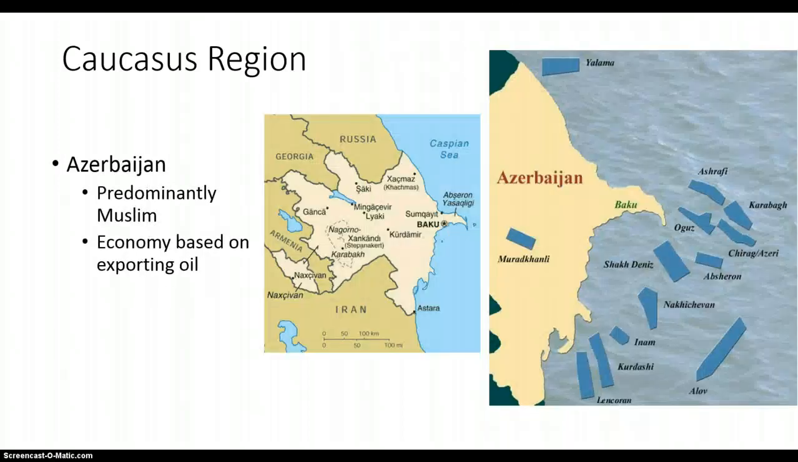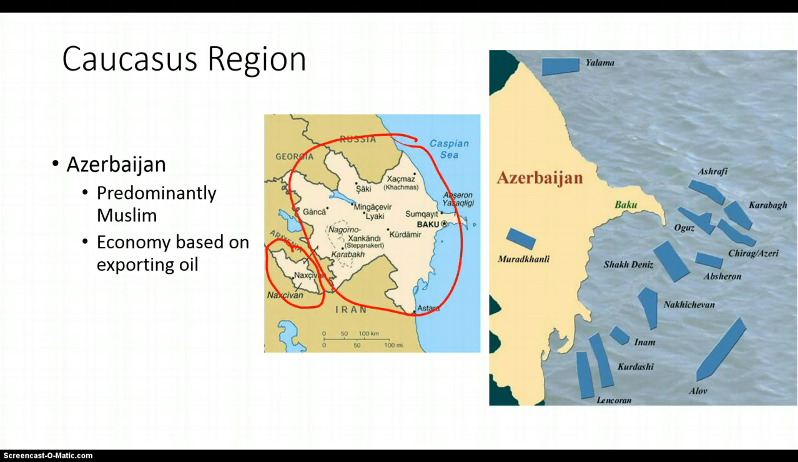Next up, we have Azerbaijan. What's interesting about Azerbaijan is that it's actually broken into two regions. And these two regions do not make contact with each other. It's kind of like the United States and Alaska. Alaska is a part of the United States, but it doesn't actually touch the rest of the United States. So here we have one part of Azerbaijan, and here we have another.